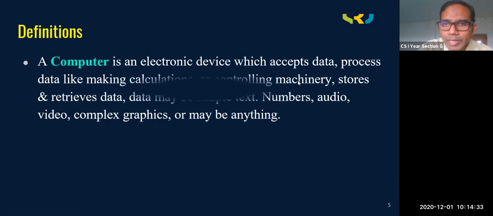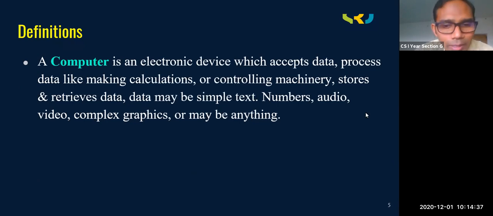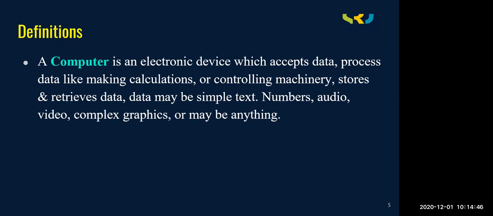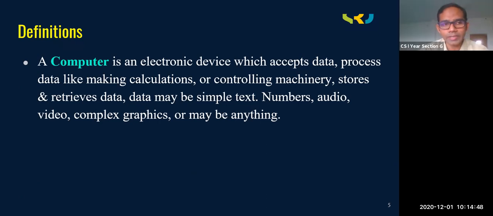Now coming to the basic definitions before starting the course. What is a computer? A computer is an electronic device. Specifically, we will be having 2 types of devices. One is electrical device, another one is electronic device.